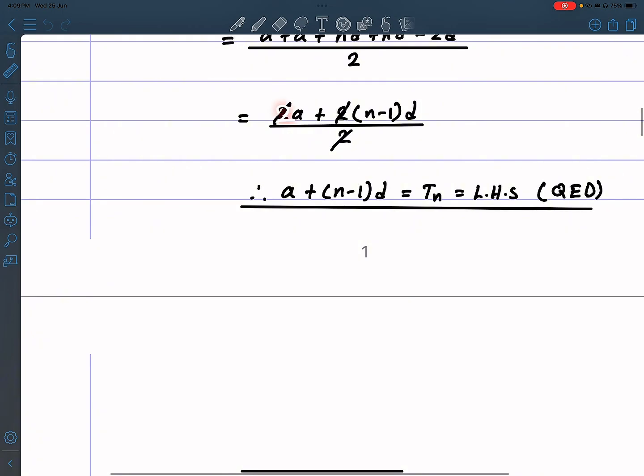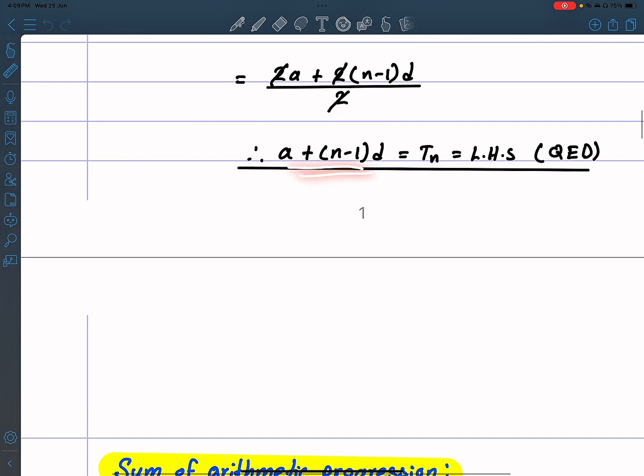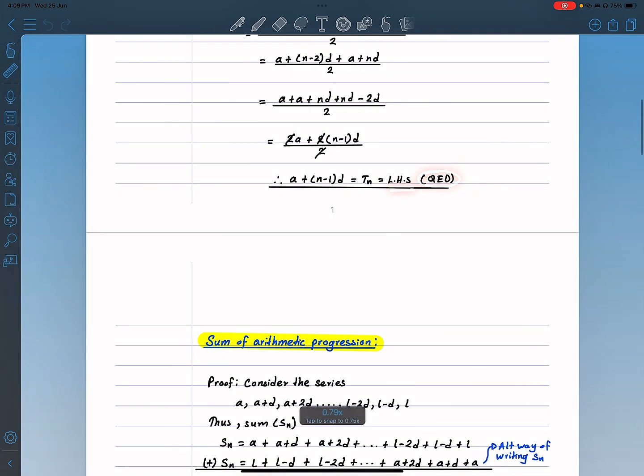So there is a common term that is 2, and this gets cancelled out with the denominator, and we get A plus n minus 1 times D, which is simply the nth term of an arithmetic progression. Therefore, this is equal to the left-hand side, and it is thus proven.